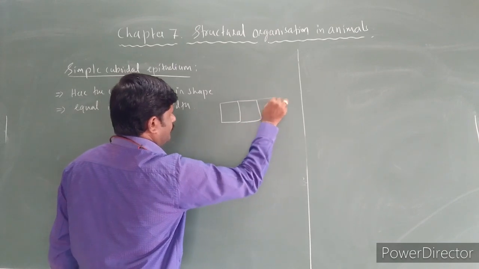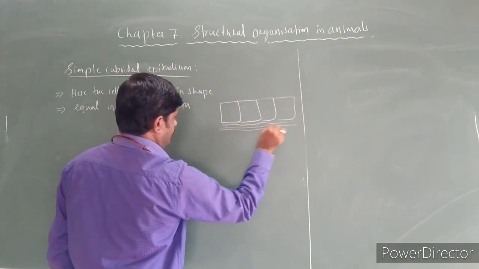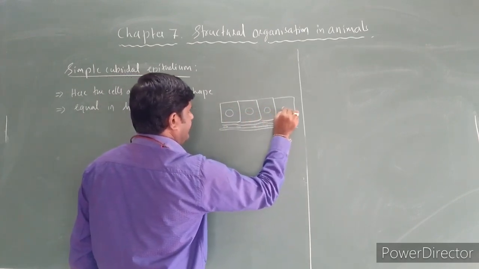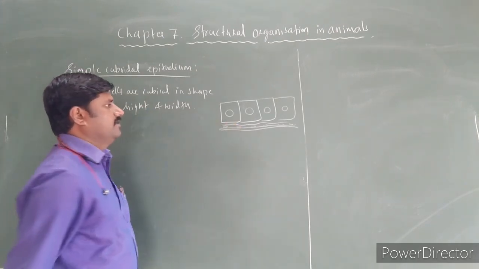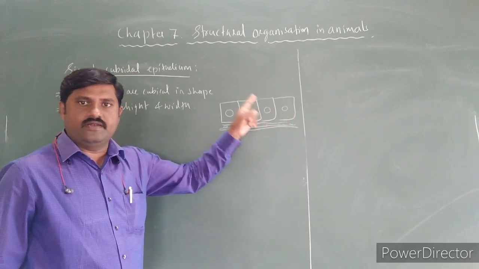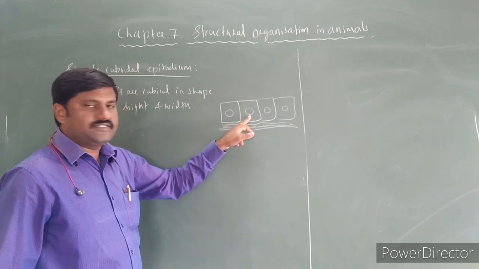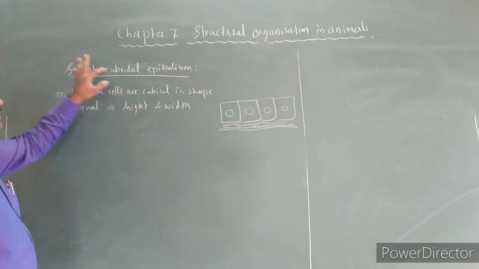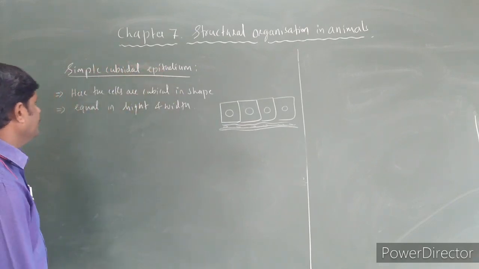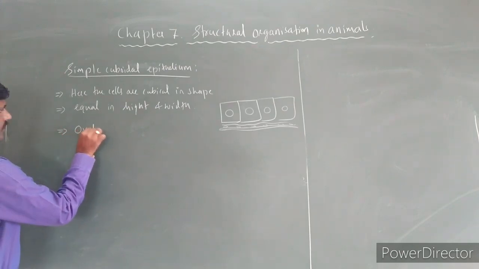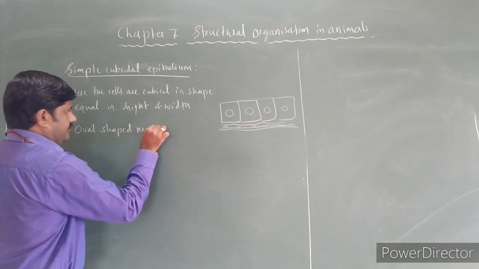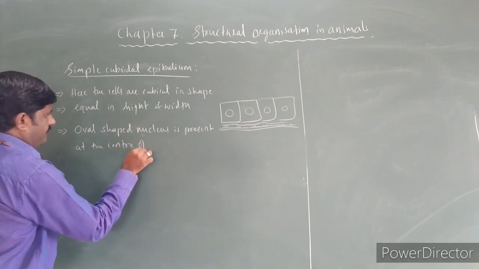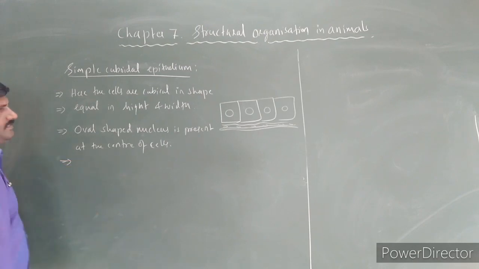So this kind of cells are lying on the basement membrane, and there is an oval shaped nucleus present at the center. So this kind of single celled layer is seen over here, hence it is simple cuboidal epithelium, which has cubical shaped cells, and these cells are resting on the basement membrane, right? And this kind of tissue is said to be simple cuboidal epithelium, right? There is an oval shaped nucleus present at the center of the cells, right?